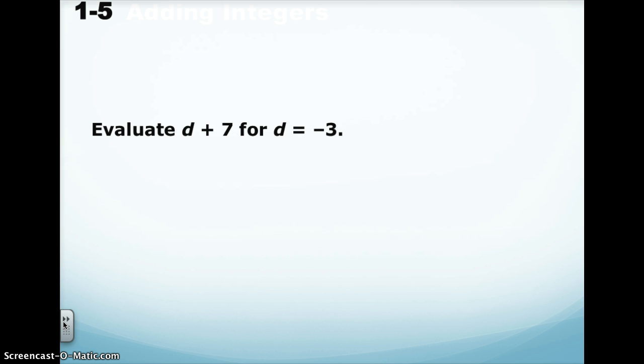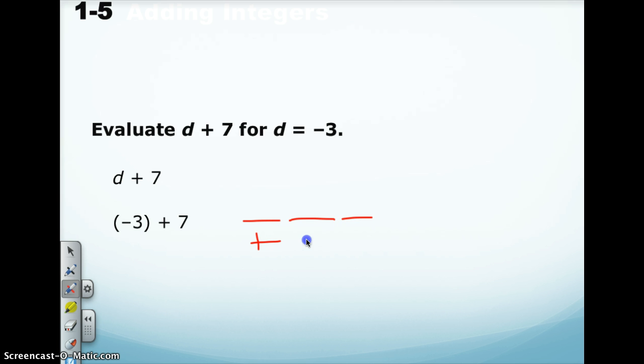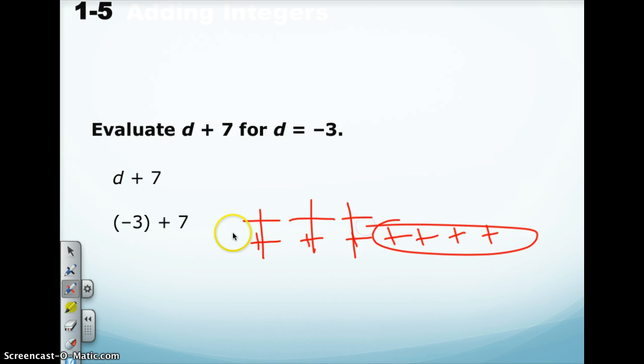Substitute d equals negative 3 into d plus 7. So we end up with negative 3 plus 7. If we think about this in a canceling way, 1, 2, 3, 1, 2, 3, 4, 5, 6, 7. Cancel. We are left with 4 positives. Negative 3 plus 7 equals 4.